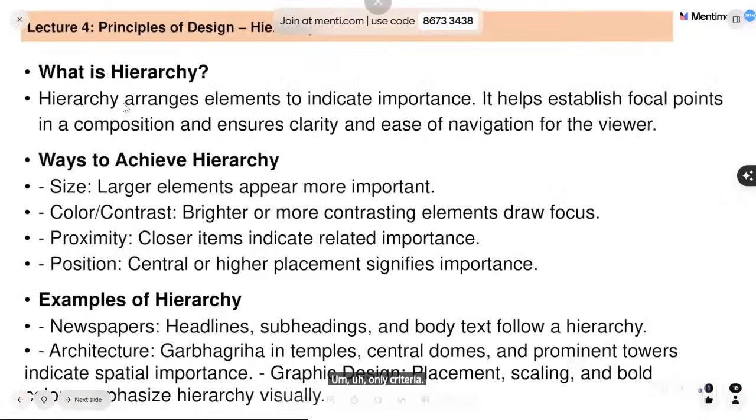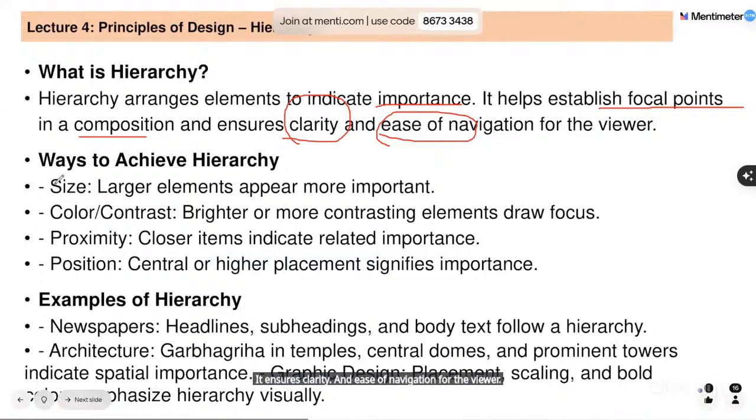Then, what is hierarchy? So, hierarchy arranges elements to indicate importance, and it helps to establish focal points in a composition and ensures clarity and ease of navigation for the viewer.